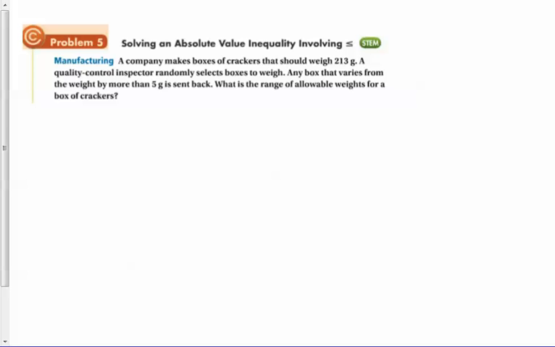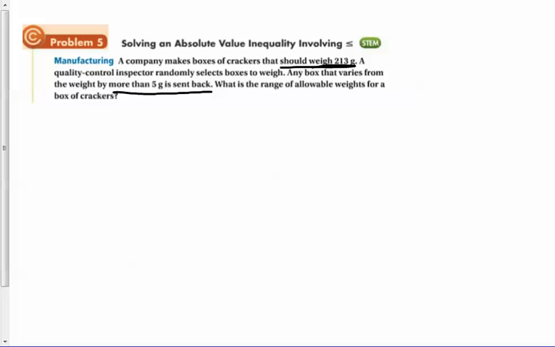All right, number 5. A company makes boxes of crackers that should weigh 213 grams. A quality control expert selects boxes to weigh. Any box that varies from the weight by more than 5 grams is sent back. What is the range of allowable weights for a box of crackers?